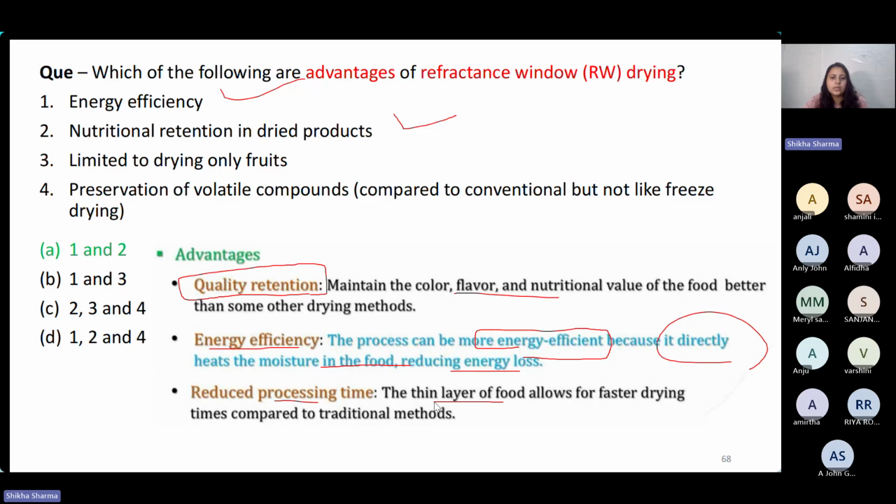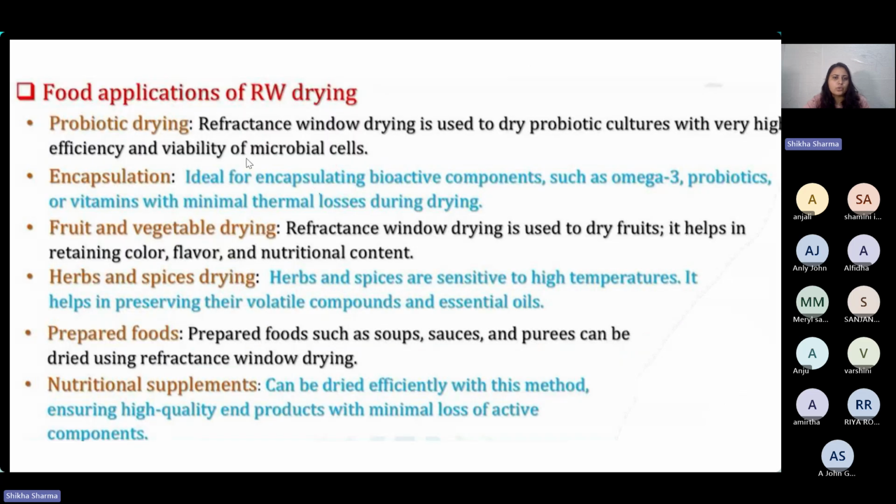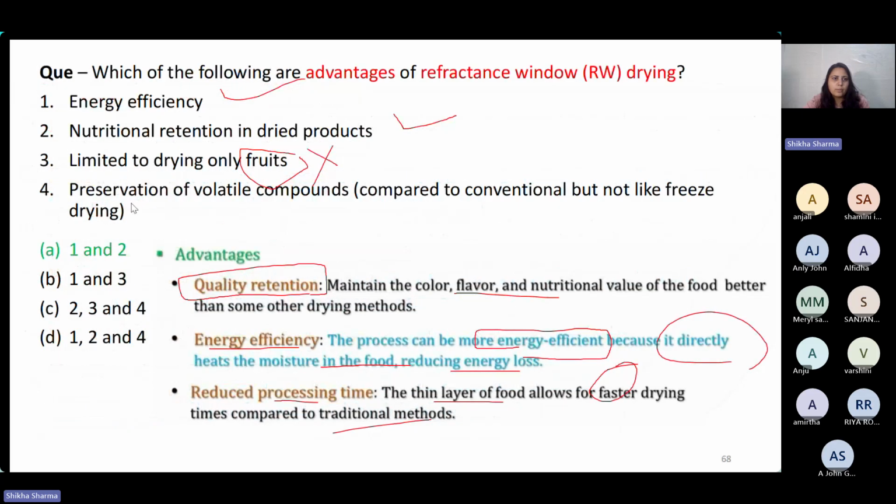So the thin layer of the food is there, so it will dry the food fast compared to the traditional method. And it is limited to drying only fruits. So it is wrong because we can dry many things like probiotics, we can use it for encapsulation, fruits and vegetables drying, herbs and spices drying, and we can use puree and prepared foods for drying and nutritional supplements also. So it is wrong. And preservation of the volatile compounds.